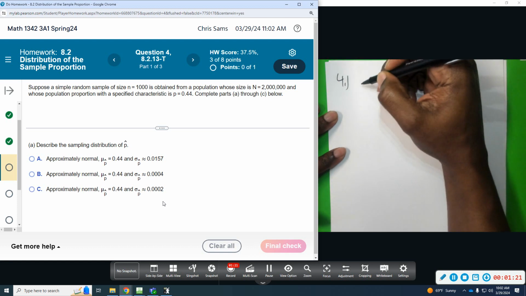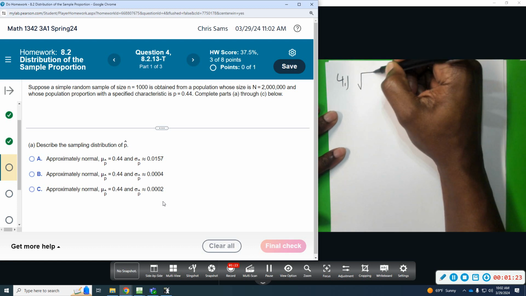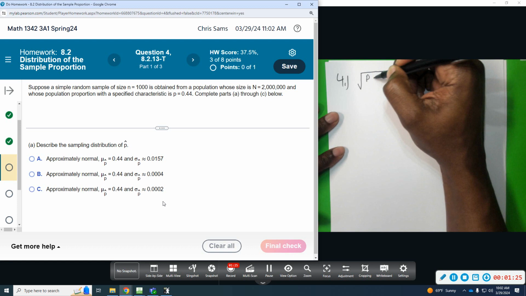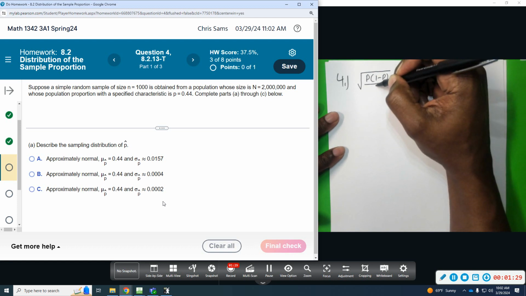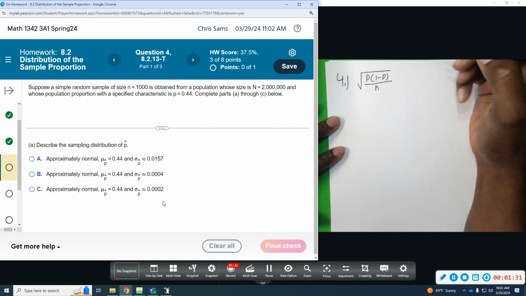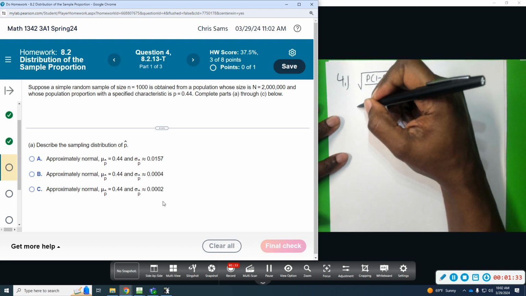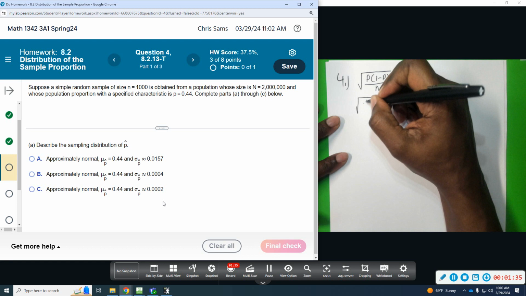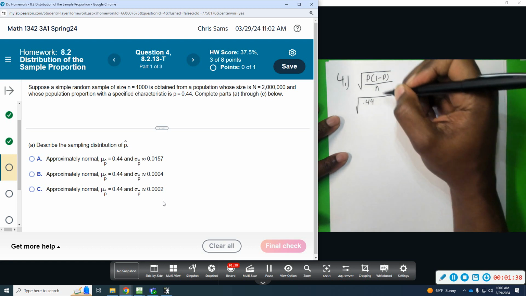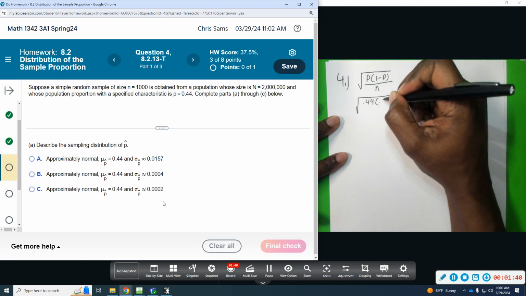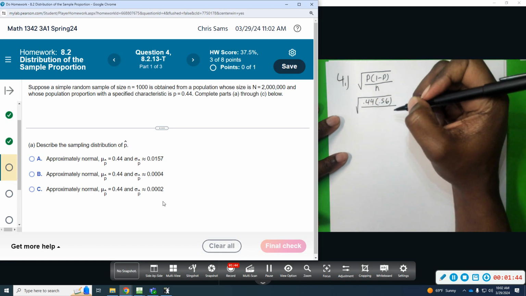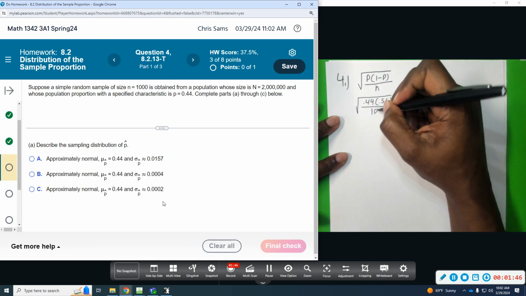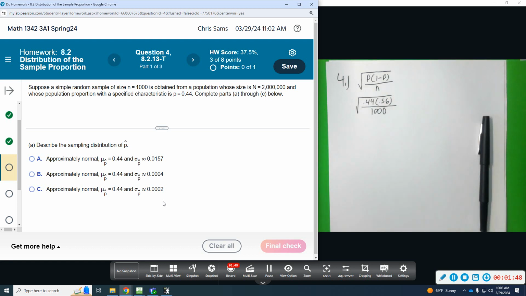And remember, the standard deviation for a sample proportion is equal to the square root of p times 1 minus p, divided by n. In this case, we have 0.44, that's our p. If we do 1 minus 0.44, that'll be 0.56, and then our n was 1,000. So we're just going to find out what this is equal to, and that will give us our standard deviation.